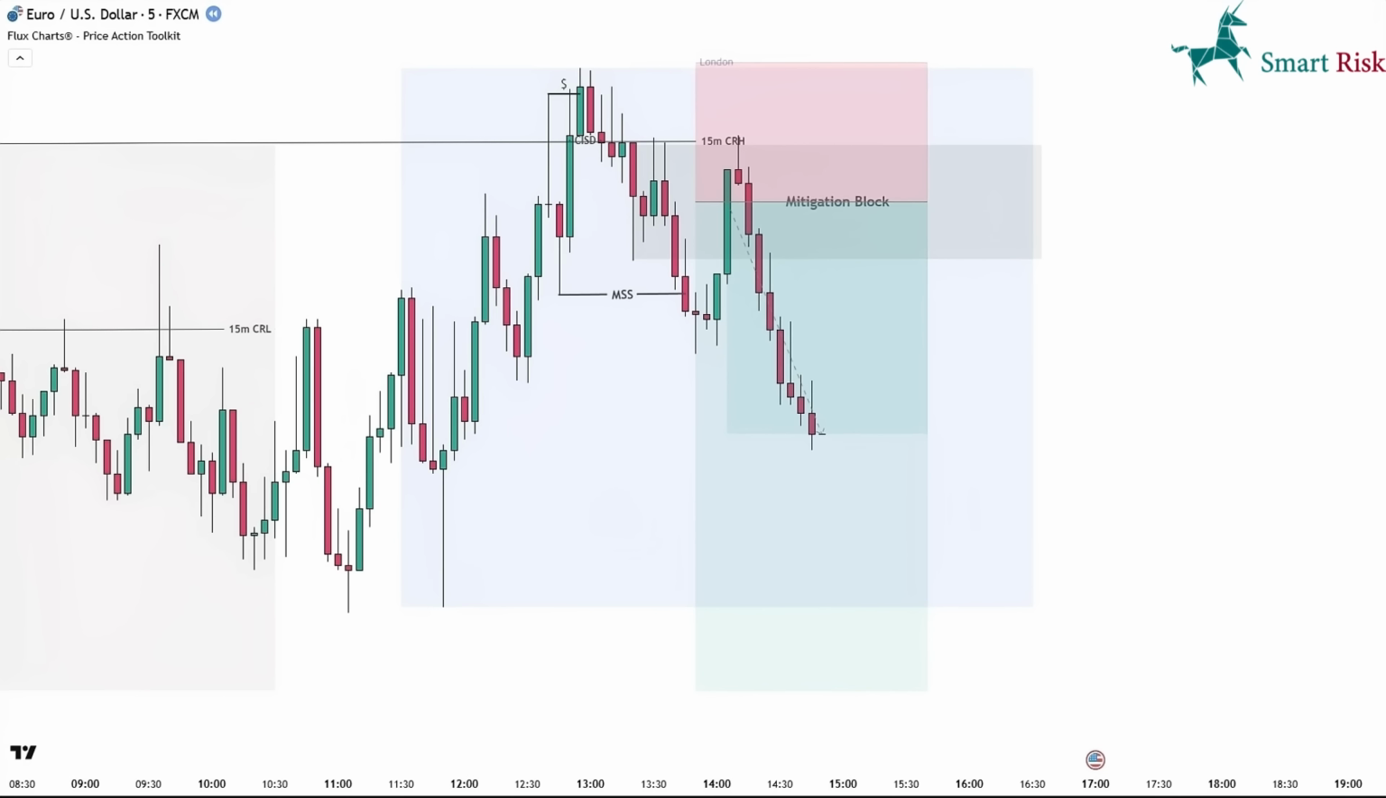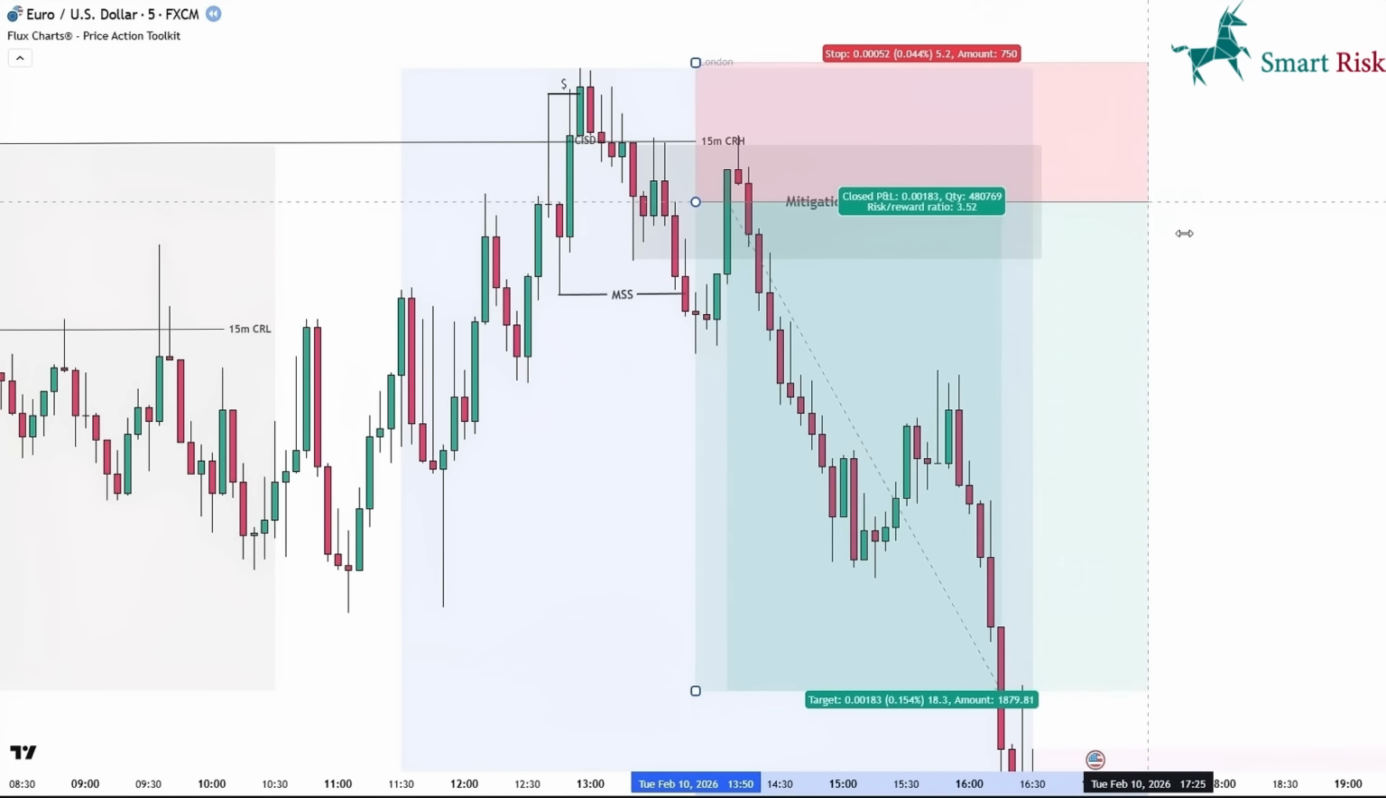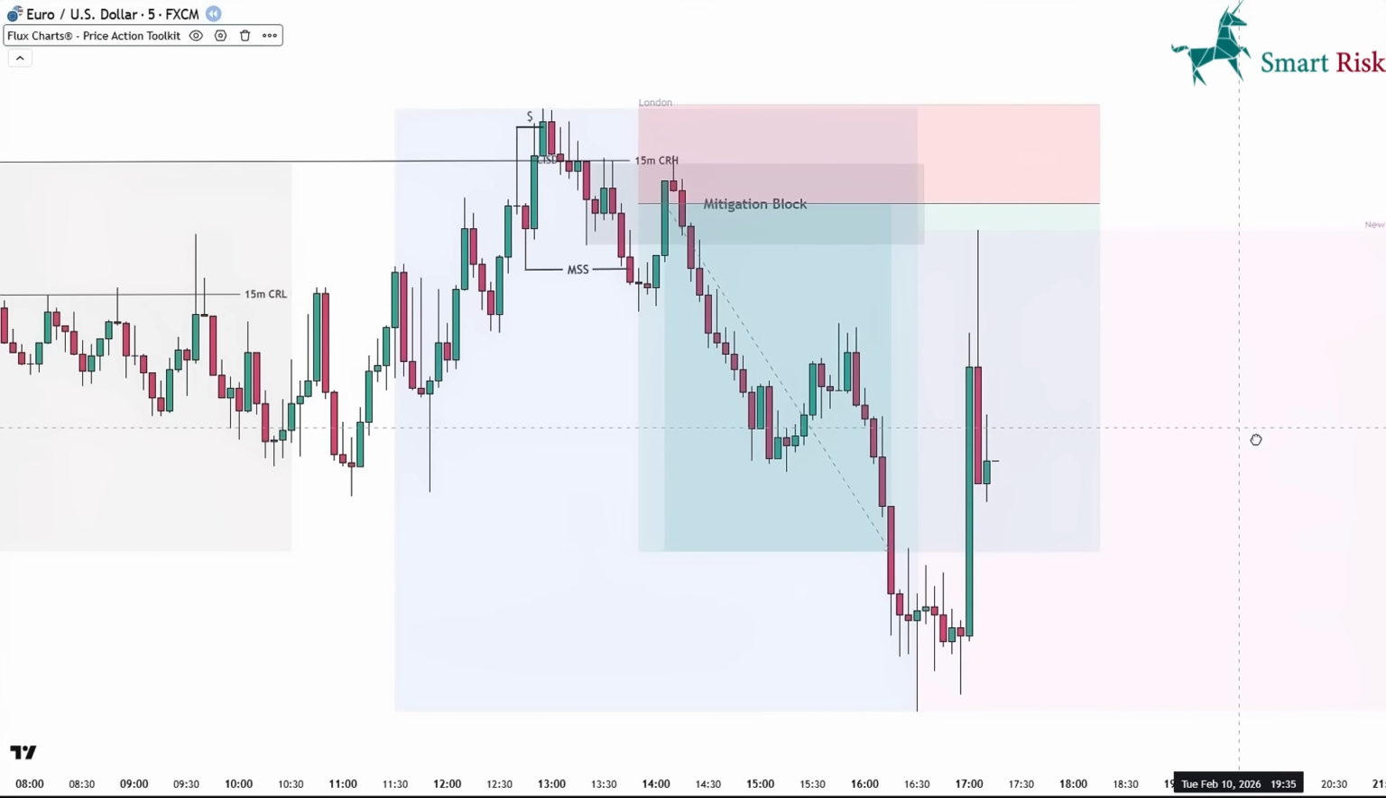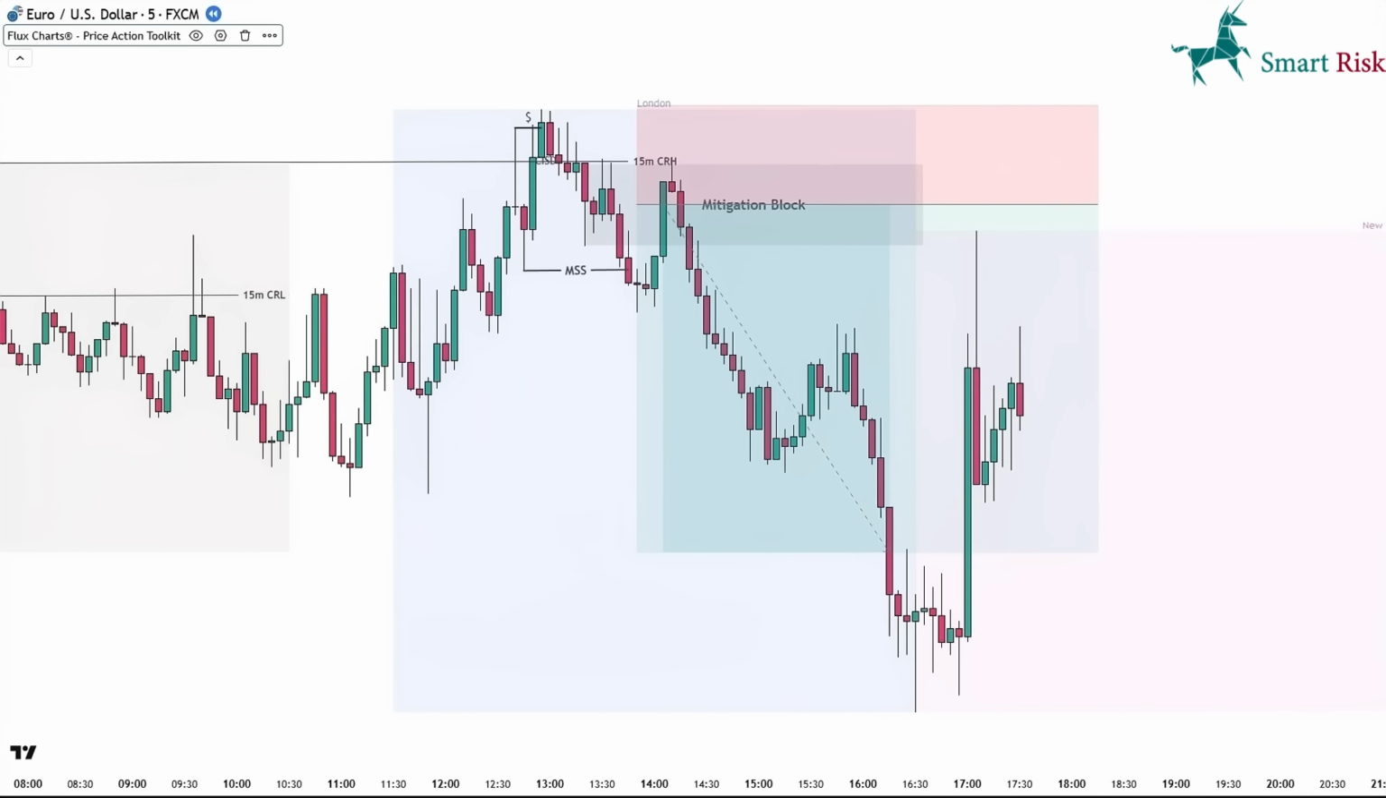As you can see, price pushes slightly higher, gives a small drawdown, then quickly reverses with strong downside momentum and eventually hits the take profit, once again proving how effective this CRT model can be. Now, let's move on to the next real chart example.